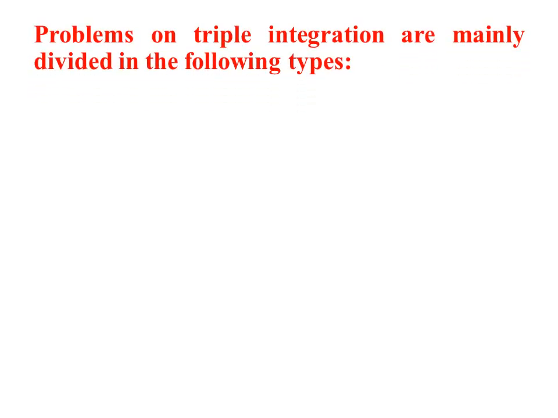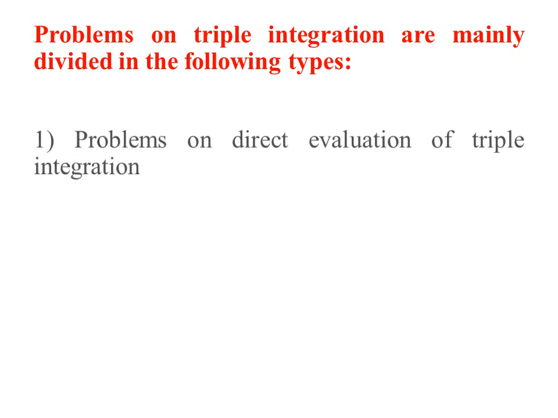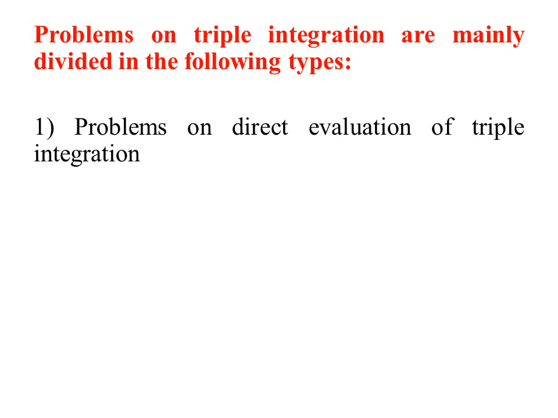Up till now we have studied what triple integration is, what the different systems used over here are: Cartesian system, spherical polar system, cylindrical polar system, and the usual notations for all of these three also. Now moving on to the problems on triple integration. These problems are mainly divided into the following types, out of which the first is problems on direct evaluation of triple integration, where limits are already given, we just have to find out the order of integration here and evaluate it.